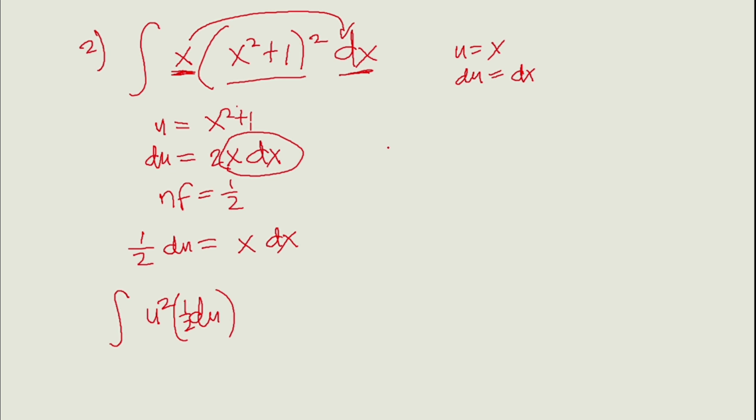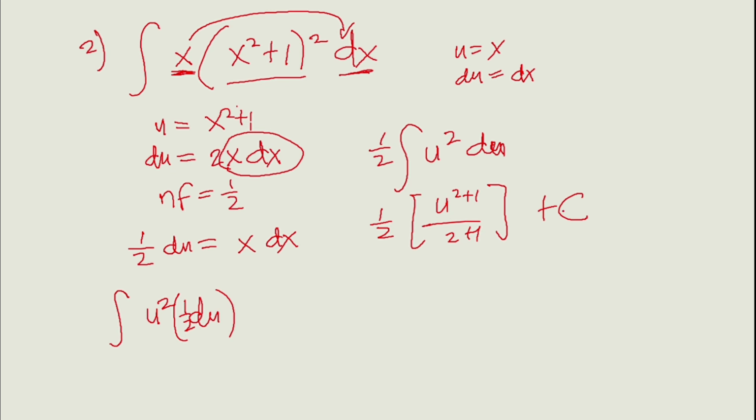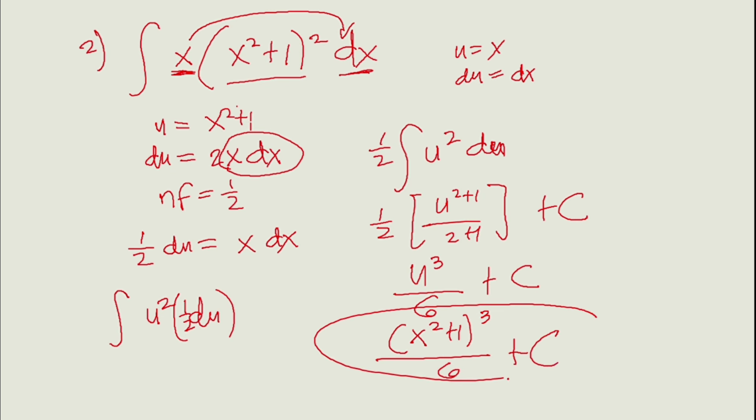Okay, so since we have here 1/2 integral of u squared du, okay, so 1/2, we have u raised to 2 plus 1 over 2 plus 1, then plus c. So we have u cubed over 2 times 3, that is equal to 6, plus c. So what is the value for u? We have (x squared plus 1) cubed over 6 plus c. Okay, so that's it. That's how to use the method of substitution, integration by substitution.